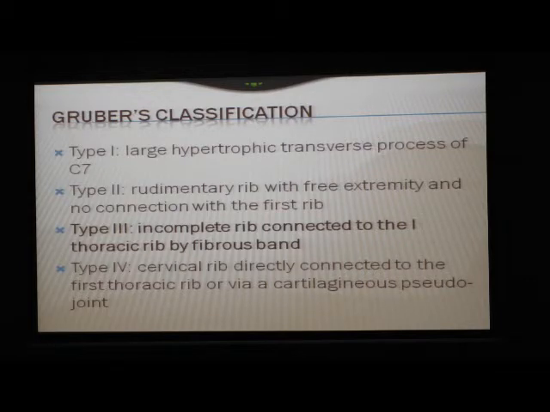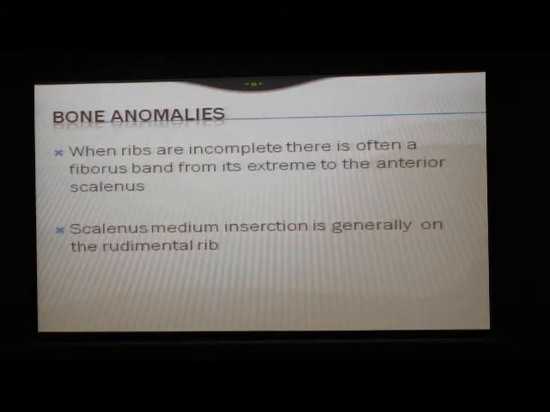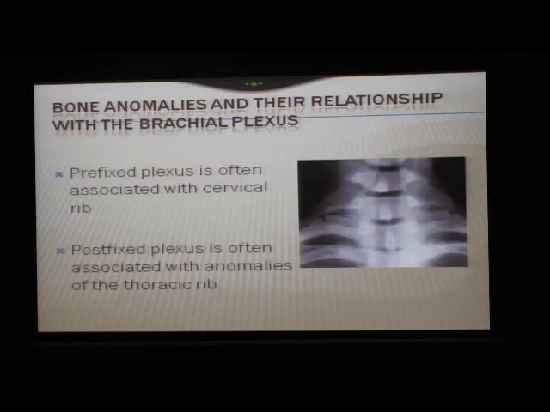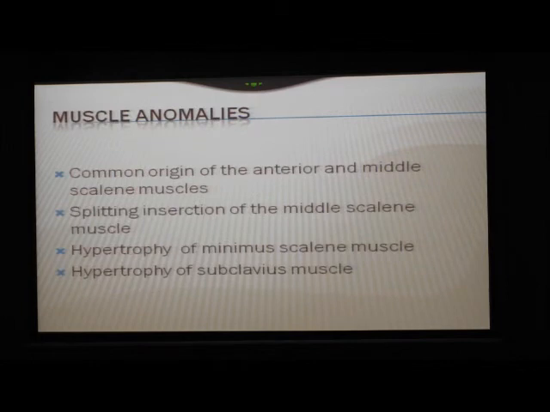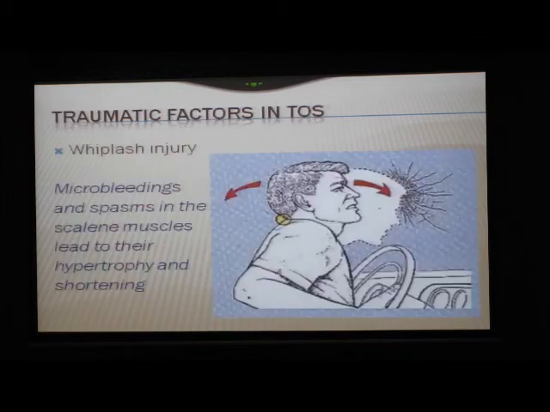Bone anomalies were classified in the 19th century by the German anatomist Gruber in 4 types, and the third one is definitely the most common in the patients. They might be associated with muscle anomalies, and there are interesting relationships between the bone anomalies and the brachial plexus, because prefixed plexus is often associated with cervical rib, whereas postfixed plexus is often associated with anomalies of the thoracic rib. As I mentioned before, we might have muscle anomalies, and they are listed here.